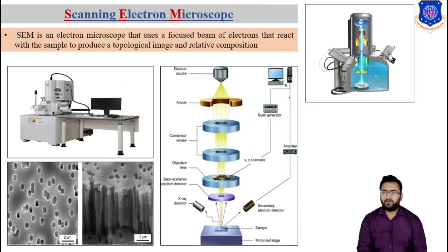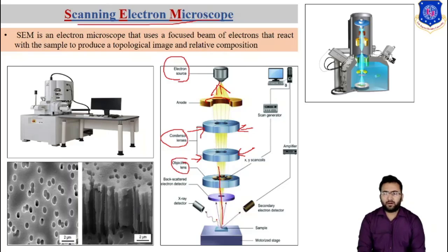Now let's discuss SEM, which is known as scanning electron microscopy. In scanning electron microscopy, an electron source is provided from which electrons are bombarded or strike the condenser lens. There are two condenser lenses: this is the primary condenser lens and this is the secondary condenser lens. The electron beam passes from the anode to the primary and secondary condenser lenses. Then it passes through the objective lens and scatters on the surface of the sample, or specimen.